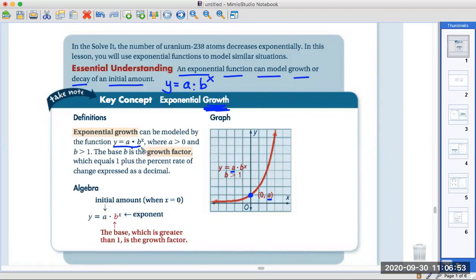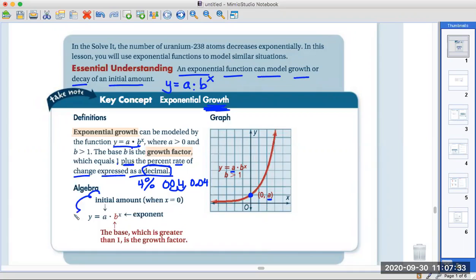The base B, this number right here, is the growth factor, which equals 1 plus, here's the key, it starts out with 1, but you add the percent rate of change to it, expressed as a decimal. Very important, decimal. Okay, so for example, if it grows 4%, you take the 4, you put zeros in front, and you move your decimal back twice. So that would be 0.04 as a decimal. You always move the decimal to the left twice to change from percent to decimal, okay?